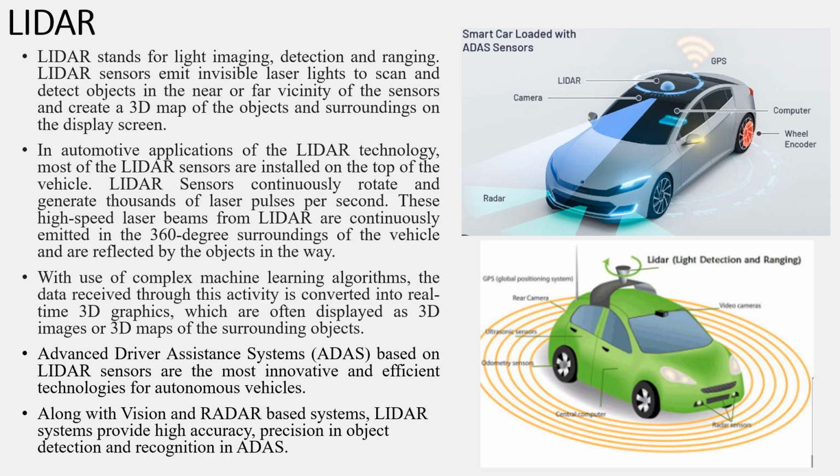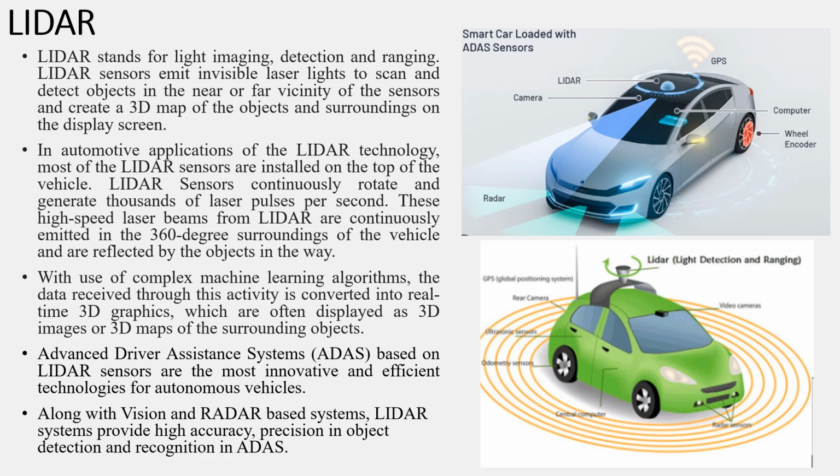Now in this video we are going to discuss LiDAR. LiDAR stands for light imaging detection and ranging. LiDAR sensors emit invisible laser lights to scan and detect objects in the near or far vicinity of the sensors and create a 3D map of the objects and surroundings on the display screen. Understand this very carefully. It creates a 3D map of the objects. And how does it create?